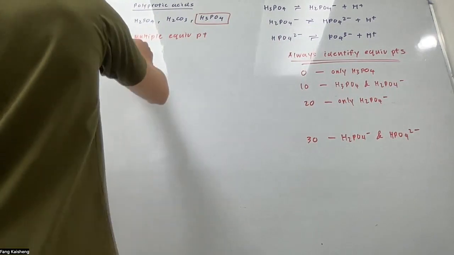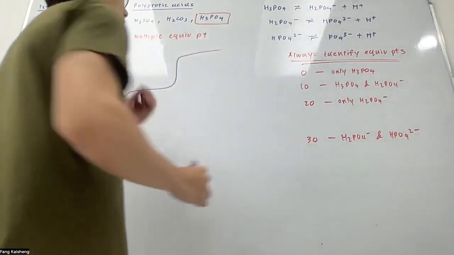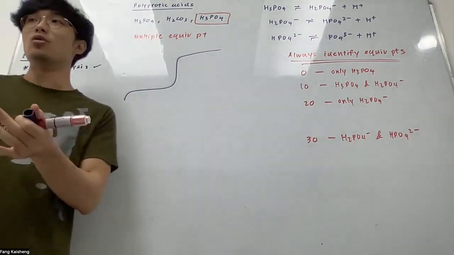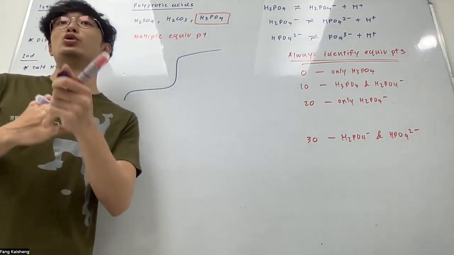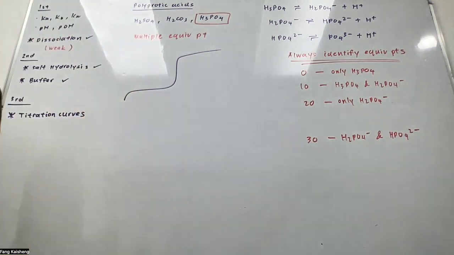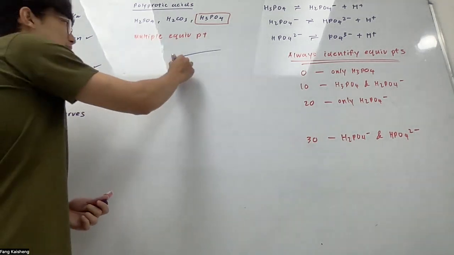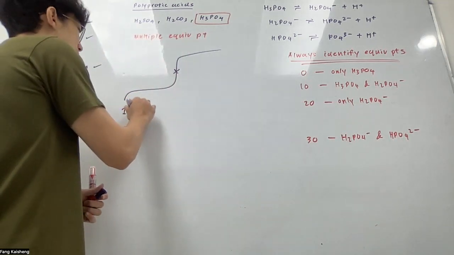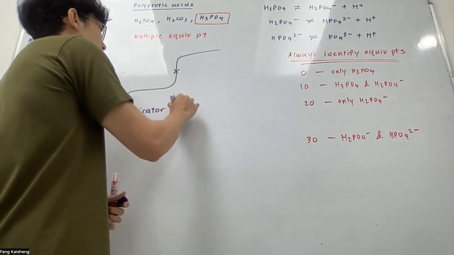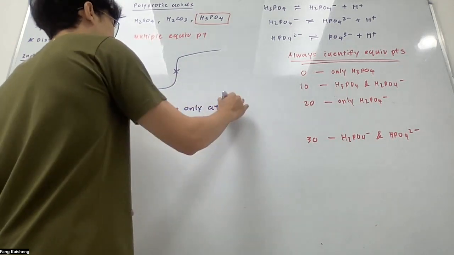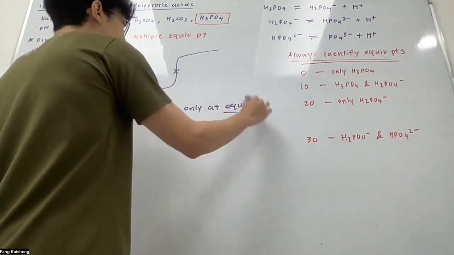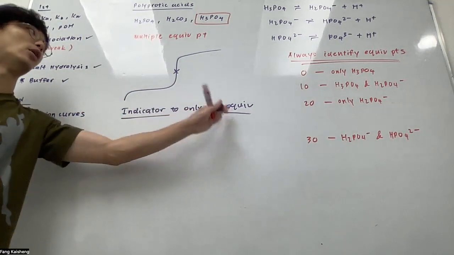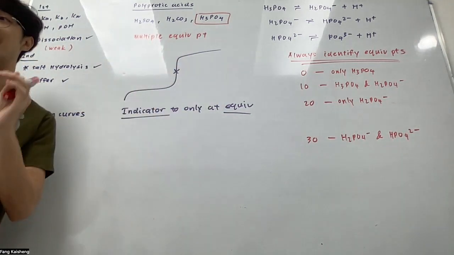Okay, so let's explain a little bit. Guys, in a titration curve, what is the purpose of an indicator? It is to tell you when the titration should stop, right? Where should you stop the titration? At the equivalence. So it makes logical sense for the indicator to only work at the equivalence. Indicator tells you to stop. Where to stop is the equivalence. So the indicator can only function well at this range where the equivalence point is.